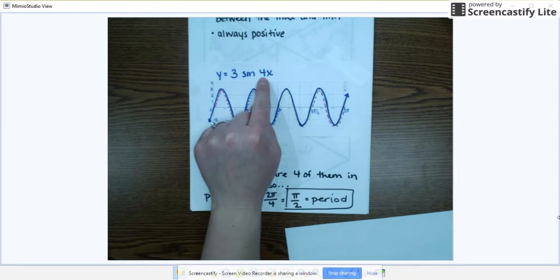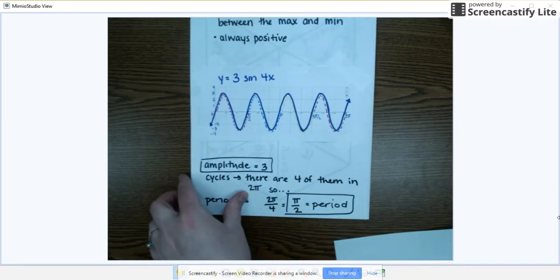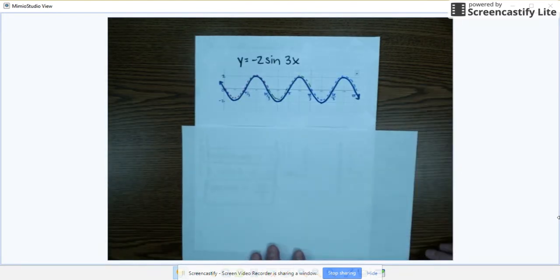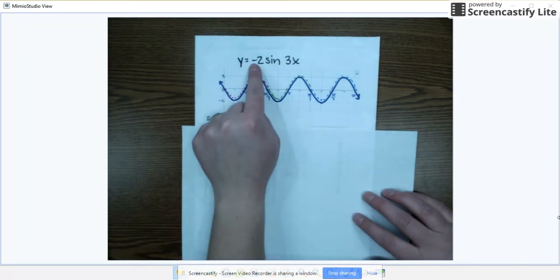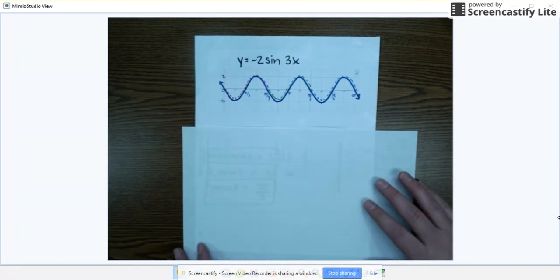There were this many cycles in our graph. So let's look at another one to see if the same thing applies. So we have y equals -2 sine of 3x. This negative means we reflect it over the x-axis. But we're going to find our amplitude.